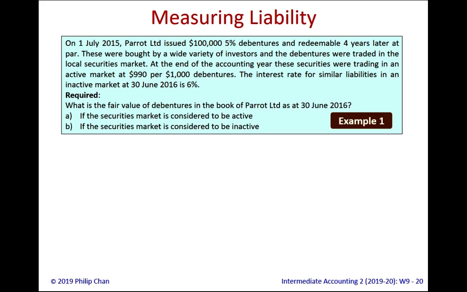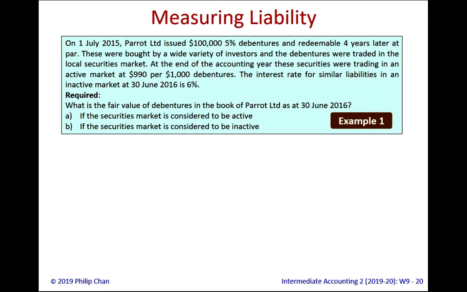Okay, now after reading the last two sentences, we were given information as if they were traded in an active market, then it would be traded at 990. If they were in fact traded in a non-active market, then we were given the interest rate. So let's work out the fair value of the debentures at the end of the first year, 30th of June 2016, when the market is active.